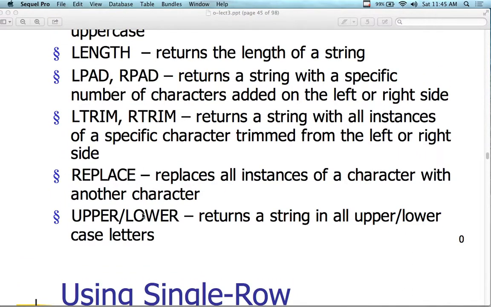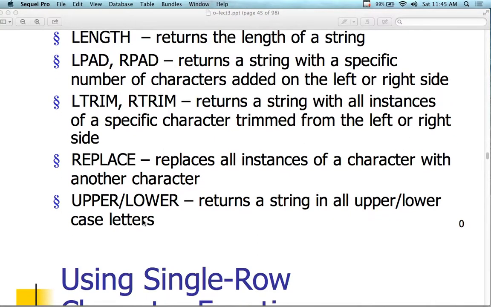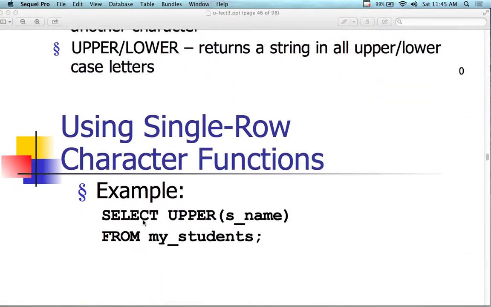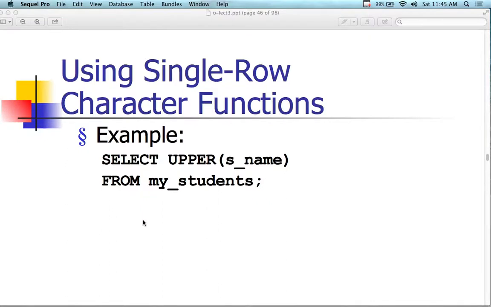The lower and the upper work well because you don't know if anything's case sensitive. So if you take the whole word and translate it to upper and then compare it against an upper, or a lower to a lower, then you know you're going to get a right comparison. Because how do you know if the person capitalized something or didn't? So using a single row character function, we can say select upper, which is going to take all of the first names or student names and give them to me in uppercase, from students.